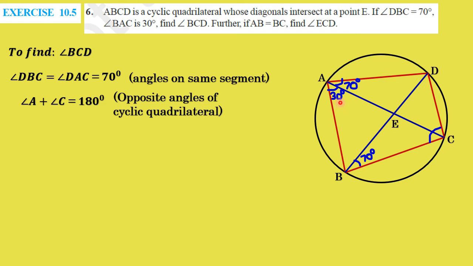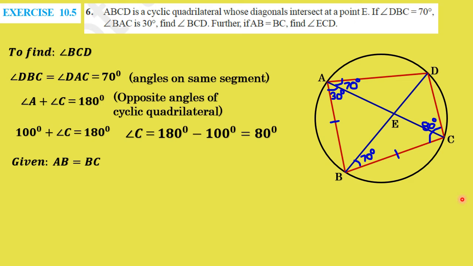So angle A is 30 plus 70, which is 100. So what will be angle C? 180 minus 100, that is equal to 80. So we got angle BCD. Now one more question is given. Further, if AB is equal to BC, find ECD. So suppose AB equal to BC.